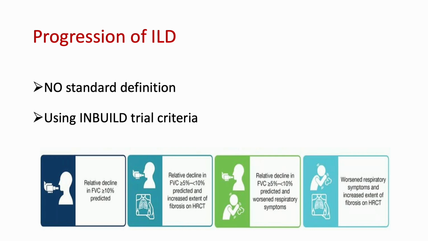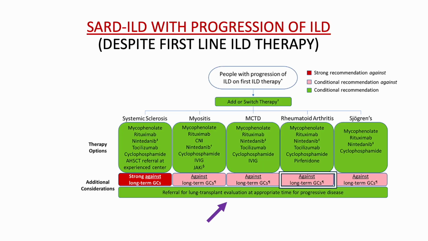What is progression defined as? No consensus. Most research looks at the inbuilt criteria of 10% decline in FVC or 5 to 10% with symptoms, with worsening, or with UIP. So, if we take those criteria and the patient continues to progress, what is the second line therapy? We need to increase immunosuppression. So, either you add immunosuppression or you switch what you gave earlier.